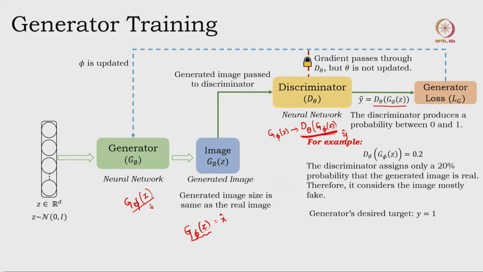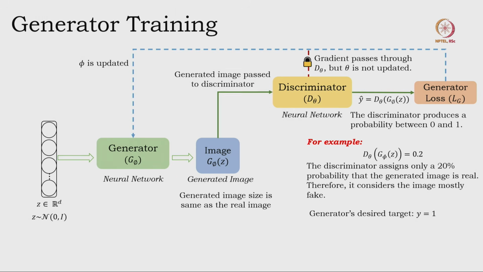That is compared with the ground truth. Why is the ground truth 1? We have discussed that already. Ultimately the generator has to generate a realistic image. For the realistic image, y is taken as 1. Once this is done, you compute the loss. So the loss is between y hat and y. Once you compute the loss, what is the next step?